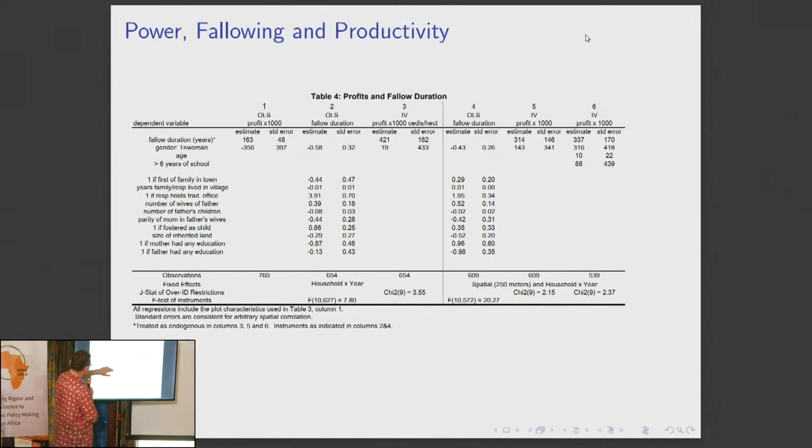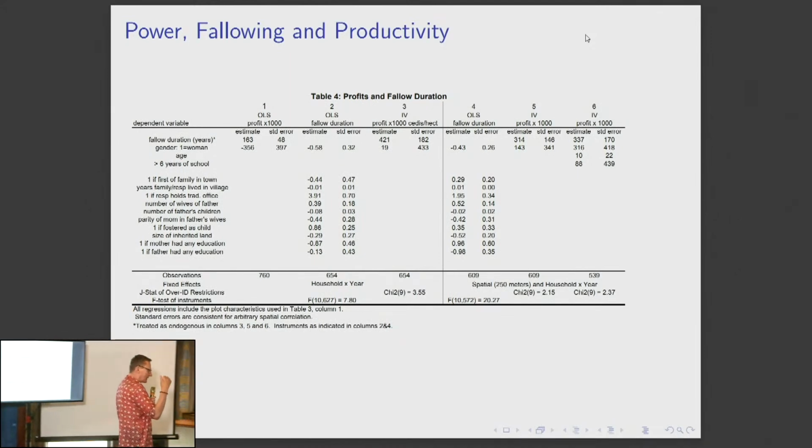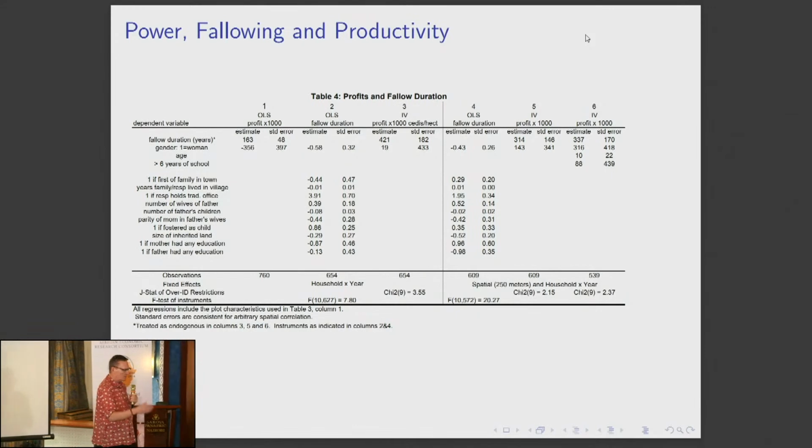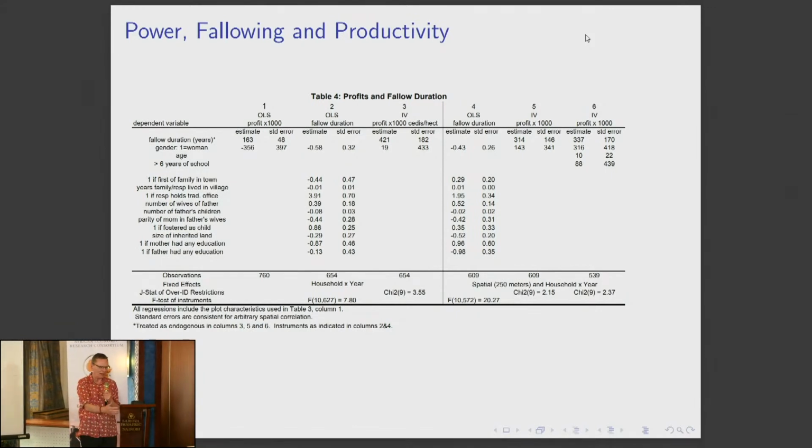It's a bit of a soup, but the main story is office holding, as I showed you, okay? And so here's the interesting result, right? You find that fallow duration has a big significant effect on profits, but once I control for fallow duration instrumented by these political variables, I find that the gender effect goes away, okay? So this is not statistically significant anymore. So it is a story about women and gender, but it's not some kind of direct discrimination.